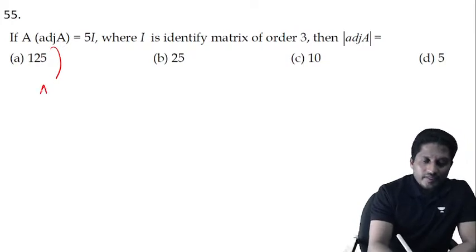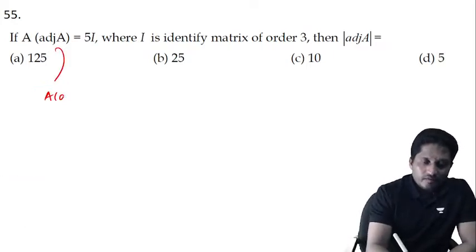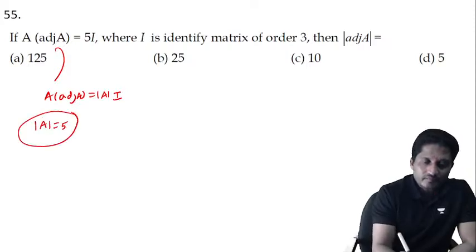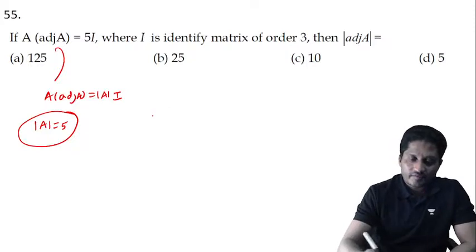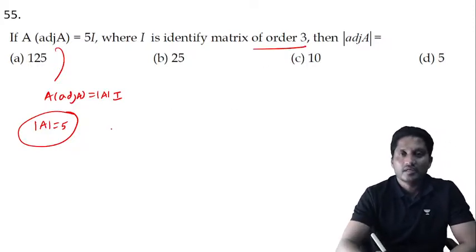This is of the form A into adjoint of A is equal to determinant A into I. If I compare, determinant A is equal to 5, right? Determinant A is equal to 5. N stands for order of the matrix. It is given in the question. It's a matrix of order 3. That's why N is equal to 3.